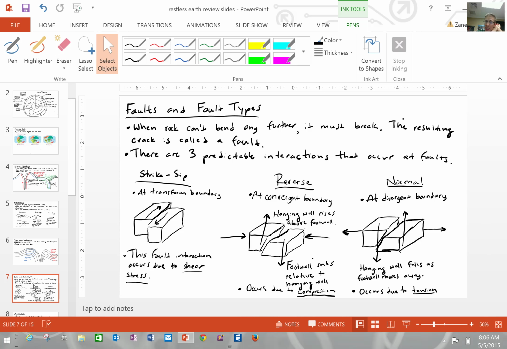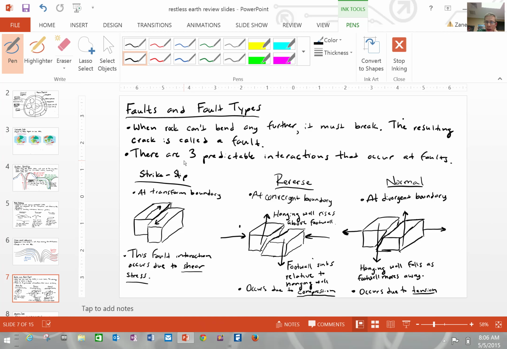Interestingly enough, these strike-slip faults are the most popular causes of earthquakes. Okay, shear stress. That shouldn't say strike-sip. That should say strike-slip. So let me put an L in there. Slip. Okay.